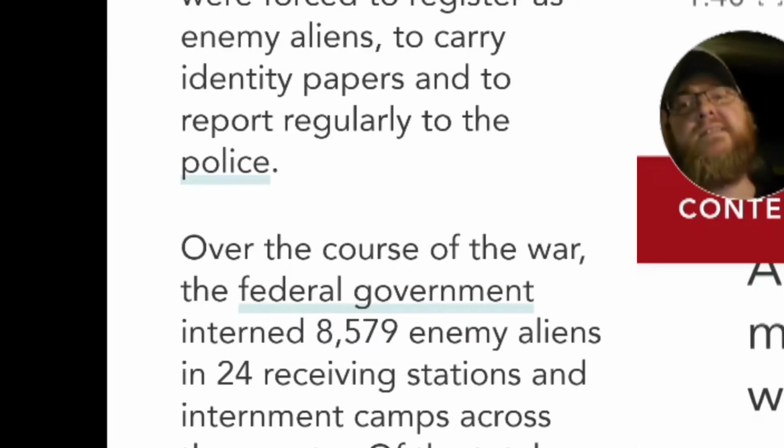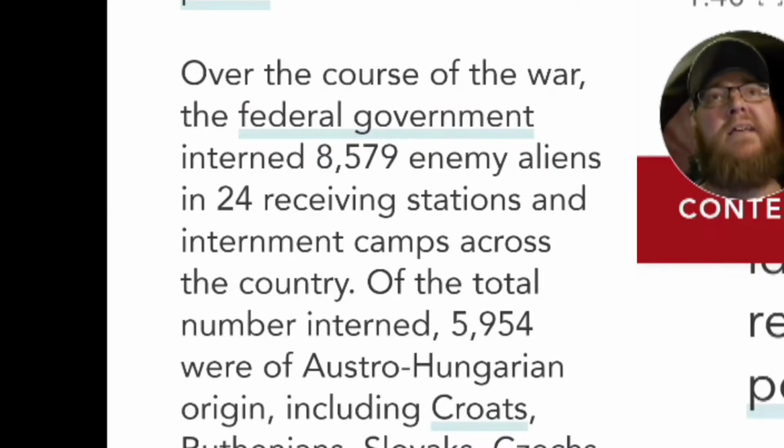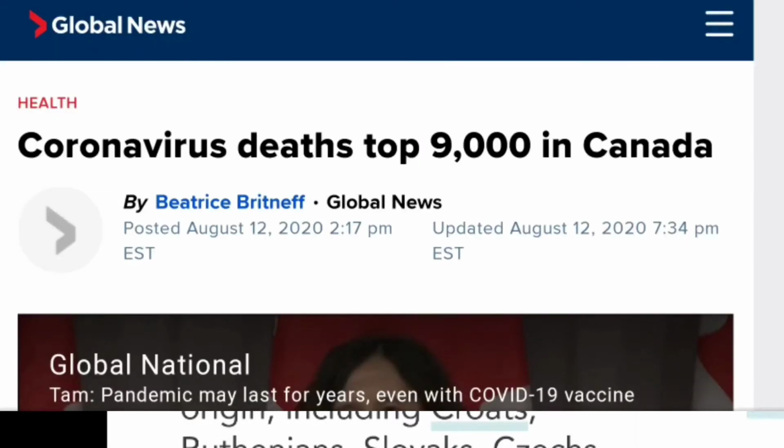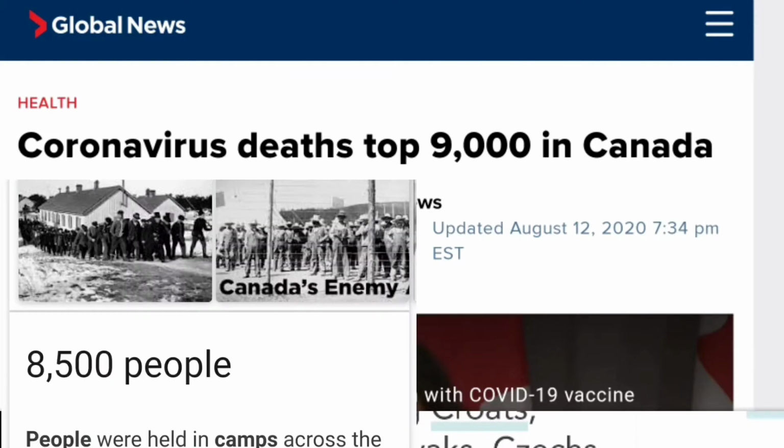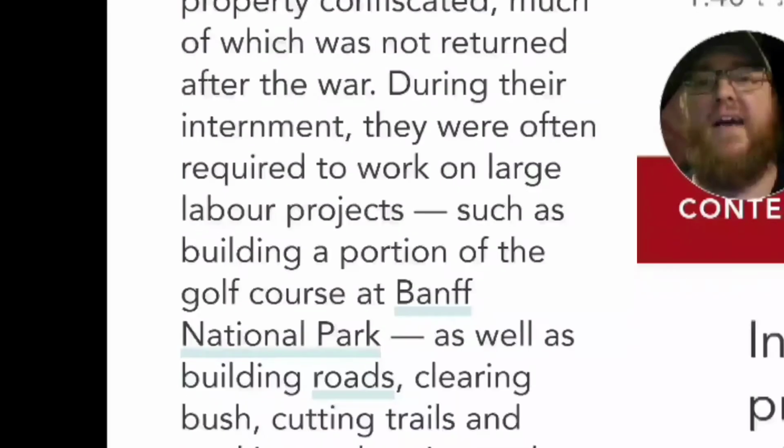I mean, this is the type of thing, they talk about, there's a number here. So we talk about in Canada, after all of this time, 8,000 people supposedly have died from COVID. Now, these numbers are inflated. But look here. From the War Measures Act in World War I, 8,579 enemy aliens were put into internment camps. So, if you're looking for numbers that compare, abuse of power is a hell of a drug.